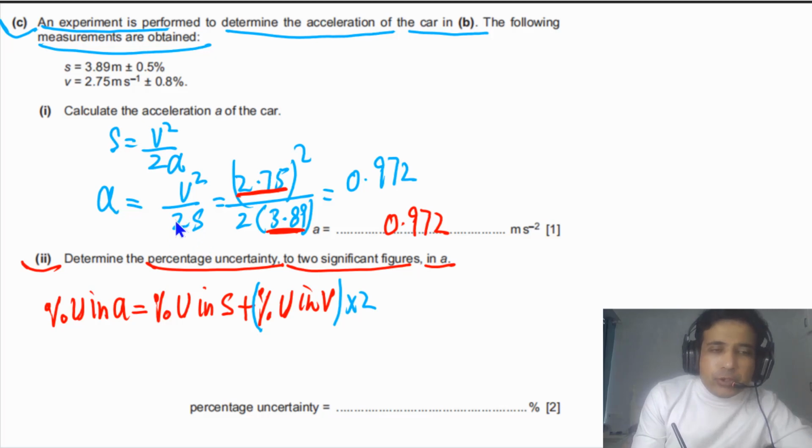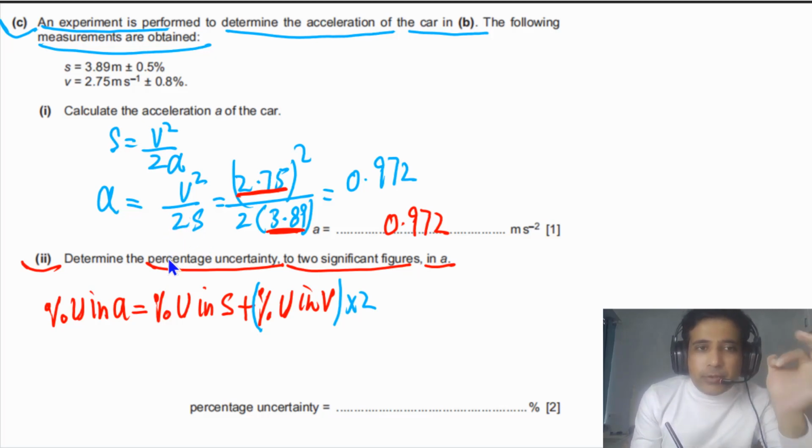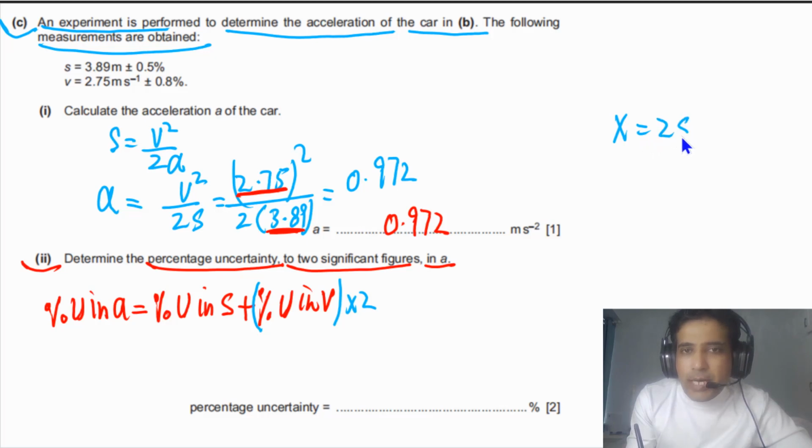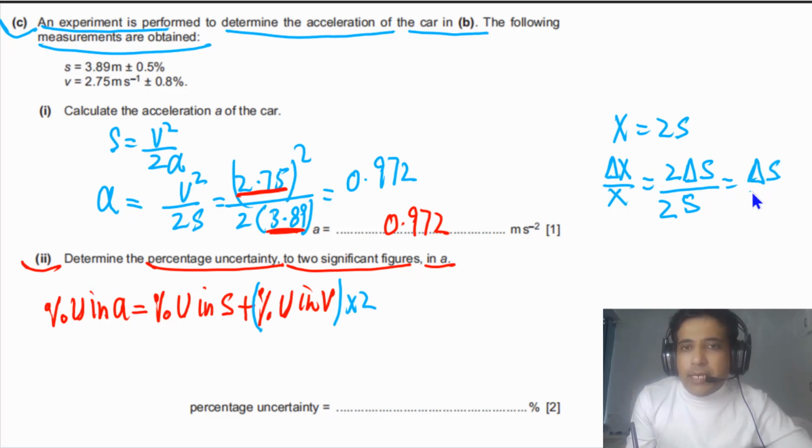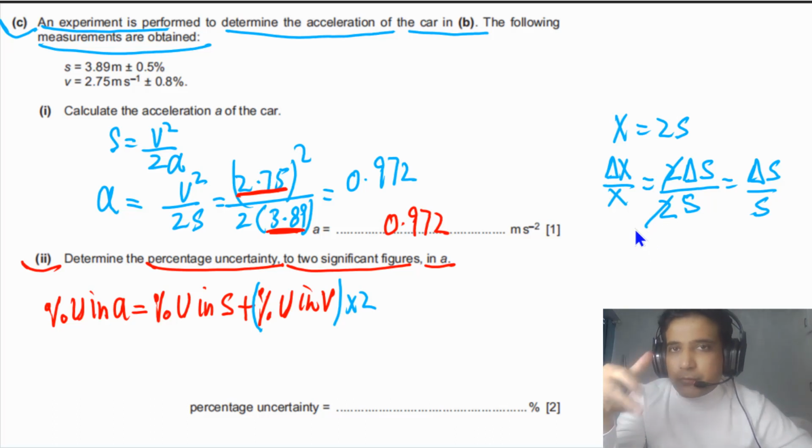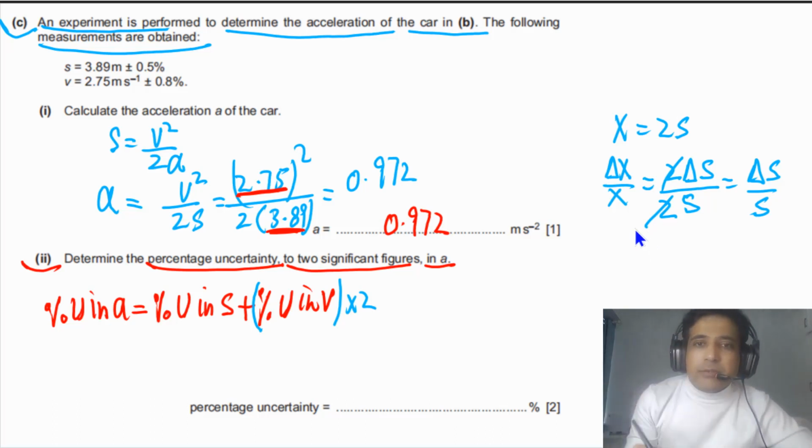And we have to ignore in this case this 2 because 2 is a coefficient of S and it's not a scale factor. So it simply means that, for example, if I have X equal to 2S, and we calculate the fractional uncertainty in X, we will write down delta X by X, and this will be equal to 2 times delta S by 2S. So simply you will get delta S by S. So it simply means that 2 will be cancelled because 2 is a coefficient, but it is not a scale factor. So you can simply ignore this 2. Now we need to simply plug in values.